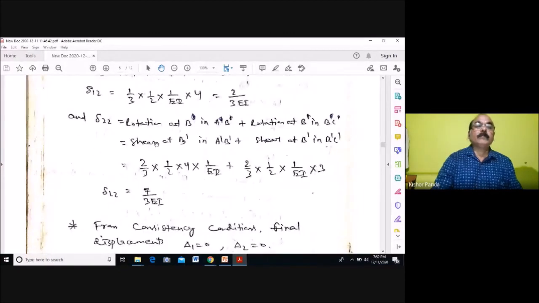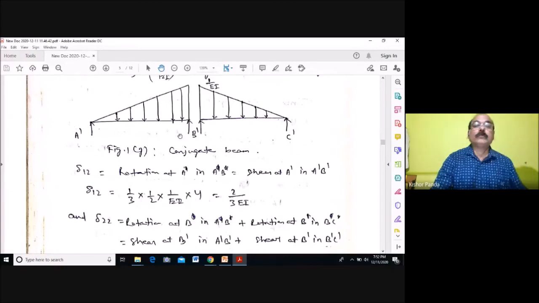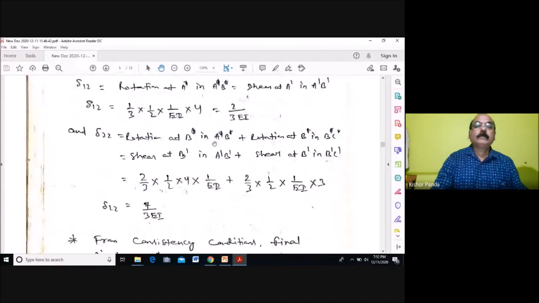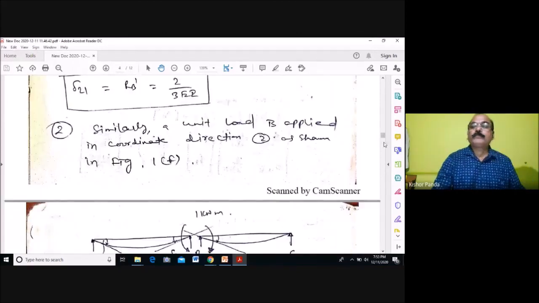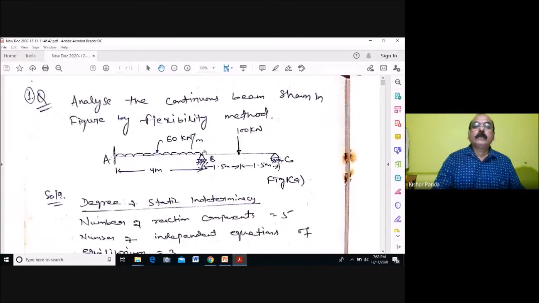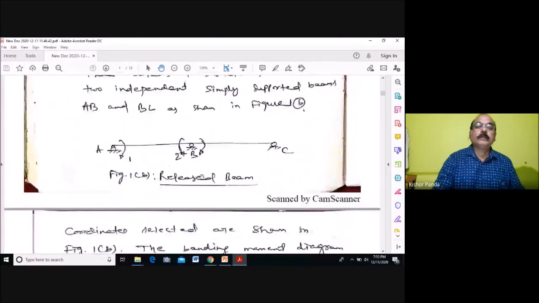Then similarly find out delta 2-2. Delta 2-2 comes from this side and from this side: rotation at B in AB and rotation at B in BC. So shear at B' in A'B' plus shear at B' in B'C'. So this is delta 2-2. Then by using the consistency conditions, the final displacement, you see there is no displacement at B and A. There is no displacement because these are fixed, so there is no displacement here also.